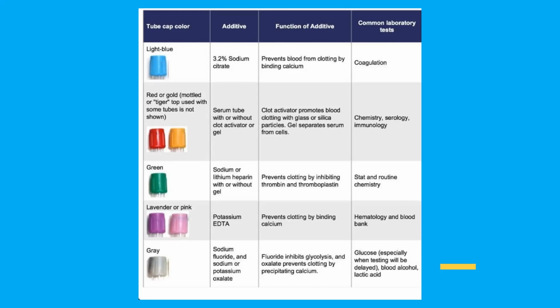Light blue, like most of the tubes, has additives in it. Light blue has 3.2% sodium citrate, and it prevents the blood from clotting by binding calcium. Commonly it's used for coag, and then they also run other cardiac enzymes off of the blue tube. Red or gold is a serum tube with or without clot activator or gel.